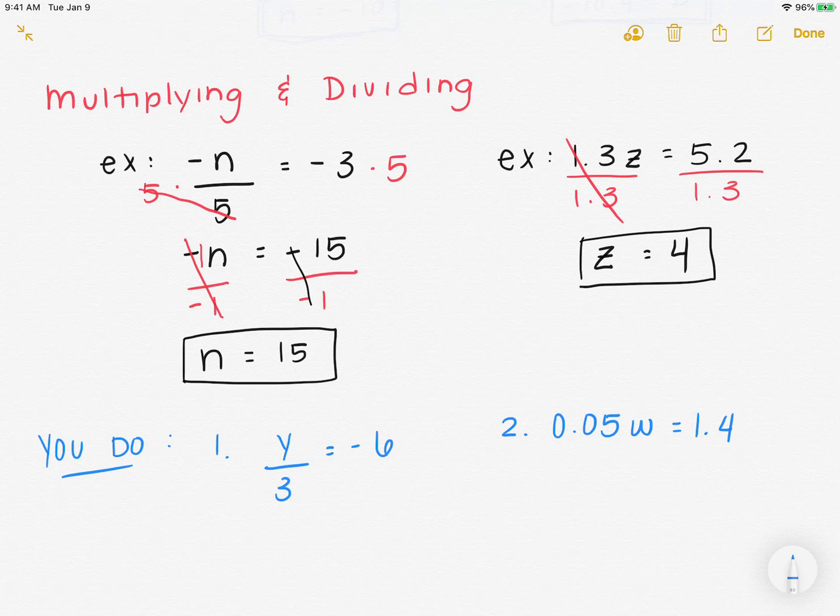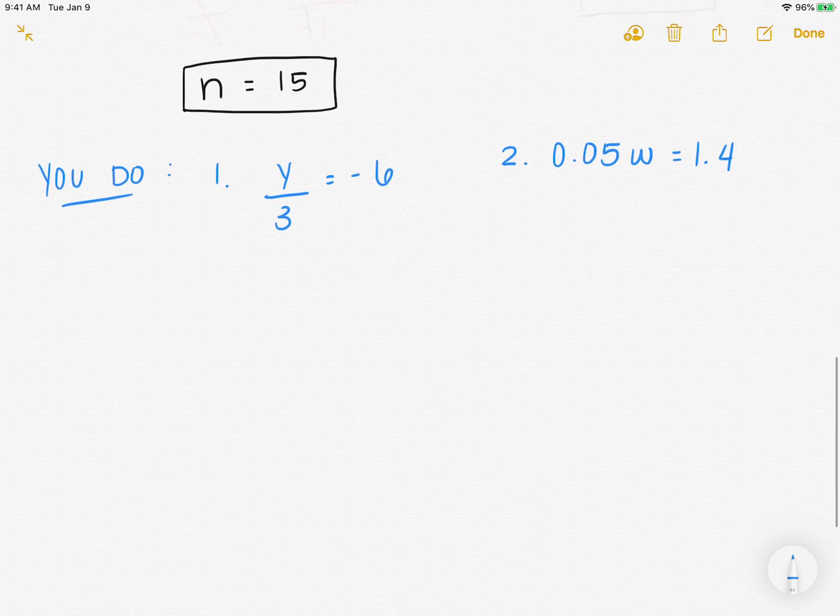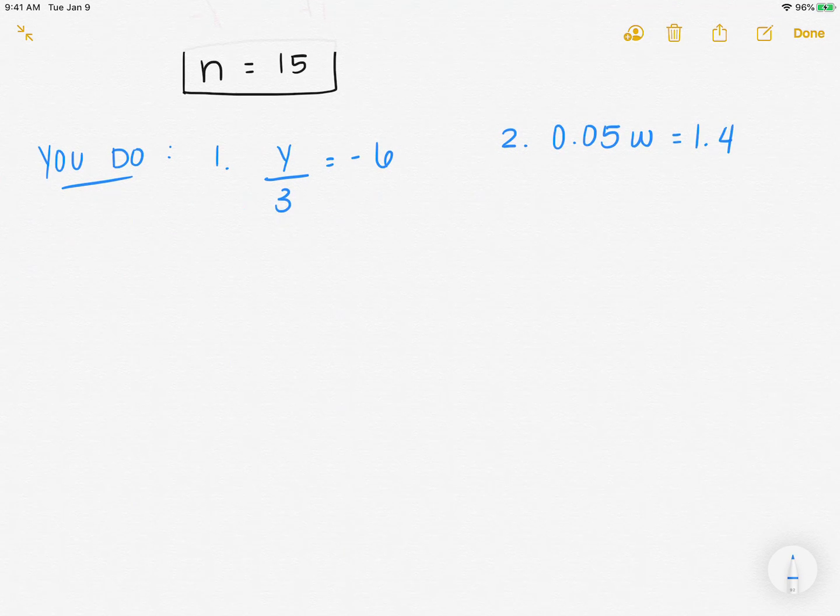What do I do for that first one? How do I get rid of that divided by 3? Times by 3, right? So if I times by 3, I've got to do that on both sides. So now I just have y equals -6 times 3, which gives me a negative. 6 times 3 is 18.